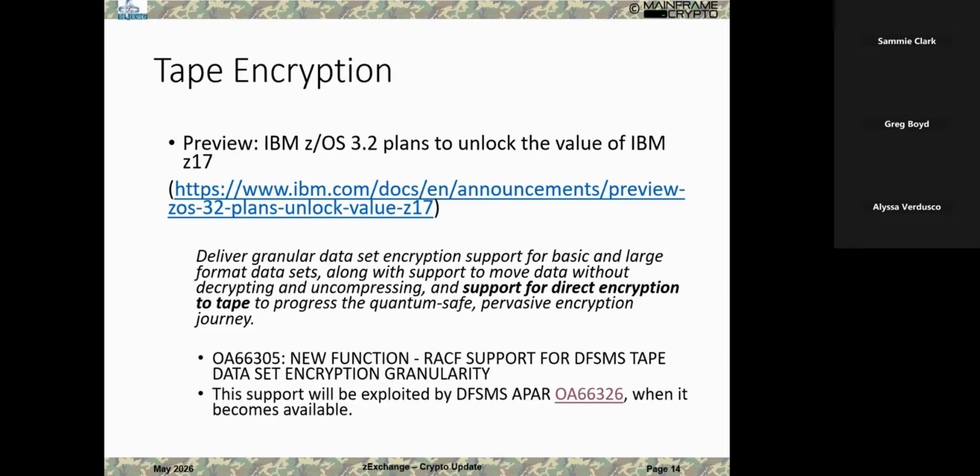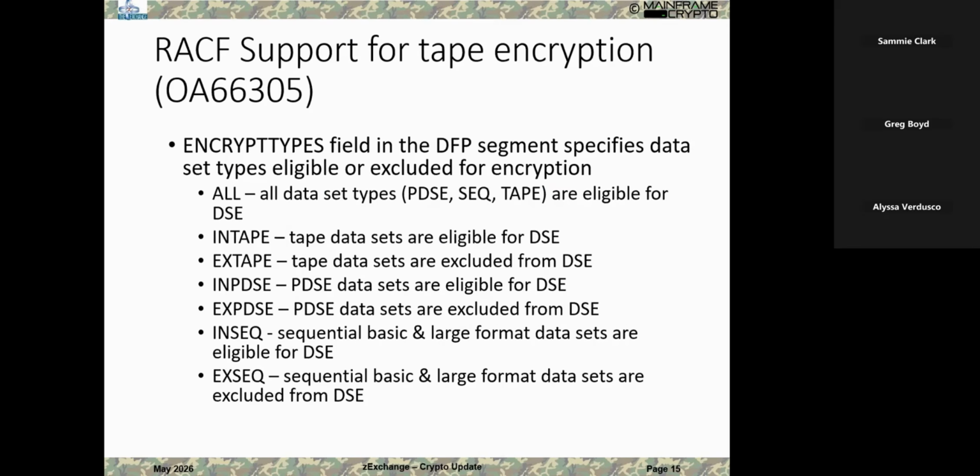What has closed is APAR OA66305, which are the changes to RACF that DFSMS tape encryption will require. And specifically, it talks about data set encryption granularity. So, with that said, let's go to the next slide, 15, where it talks about that APAR.